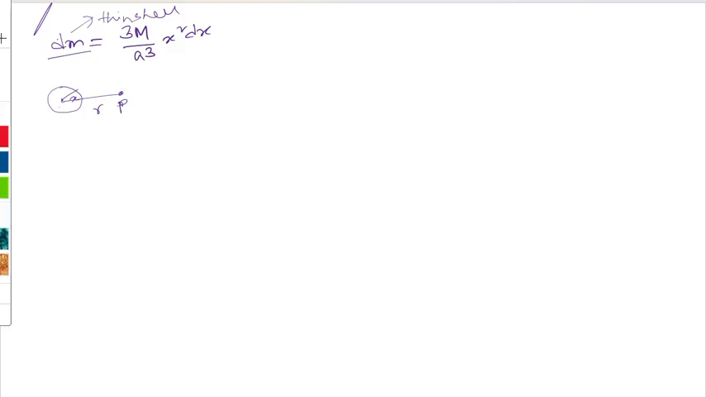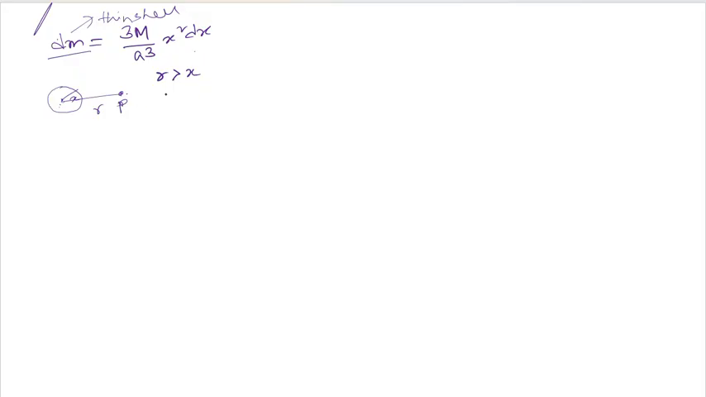Now this is the dm, the mass for the thin shell. Based on the formula we know, if the point is lying outside the sphere, that means for this case r is greater than x.